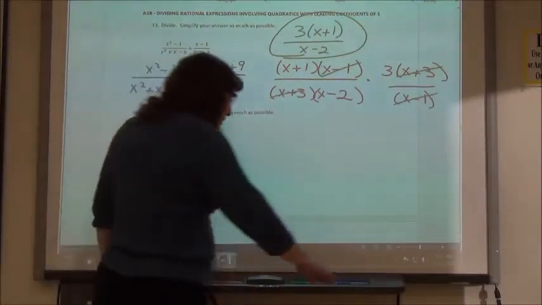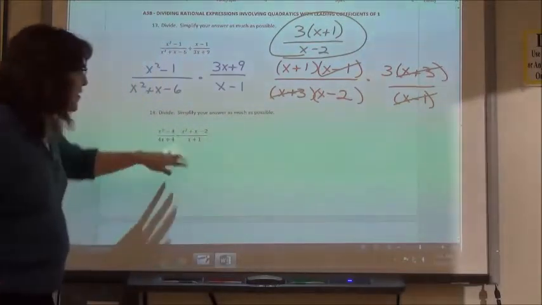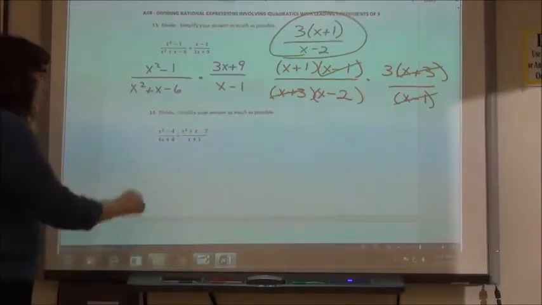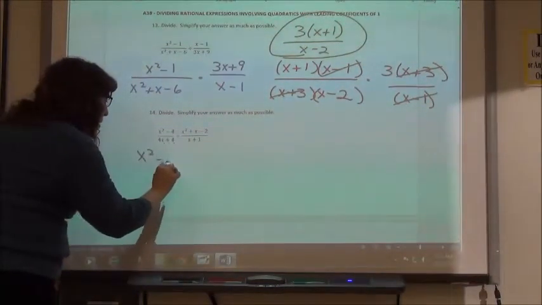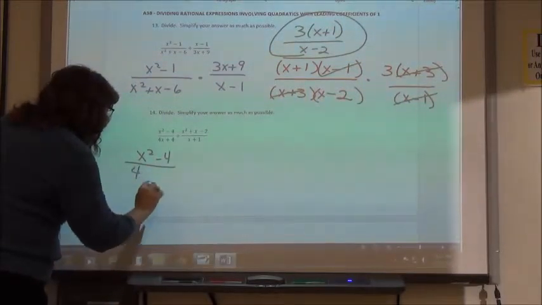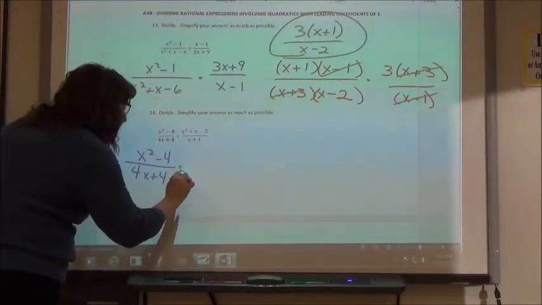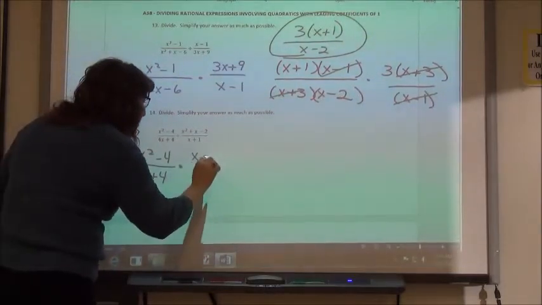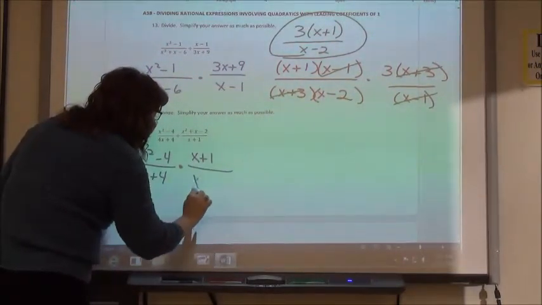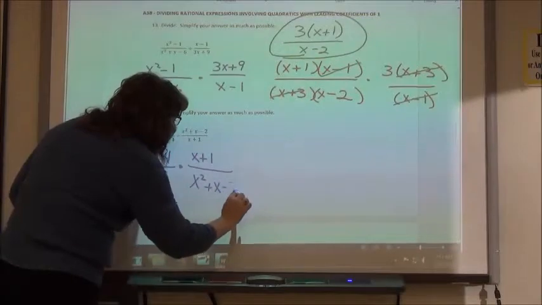So number 14, same thing. We're going to divide fractions, so we've got to flip that second one over. So x squared minus 4 over 4x plus 4 times the reciprocal x plus 1 over x squared plus x minus 2.